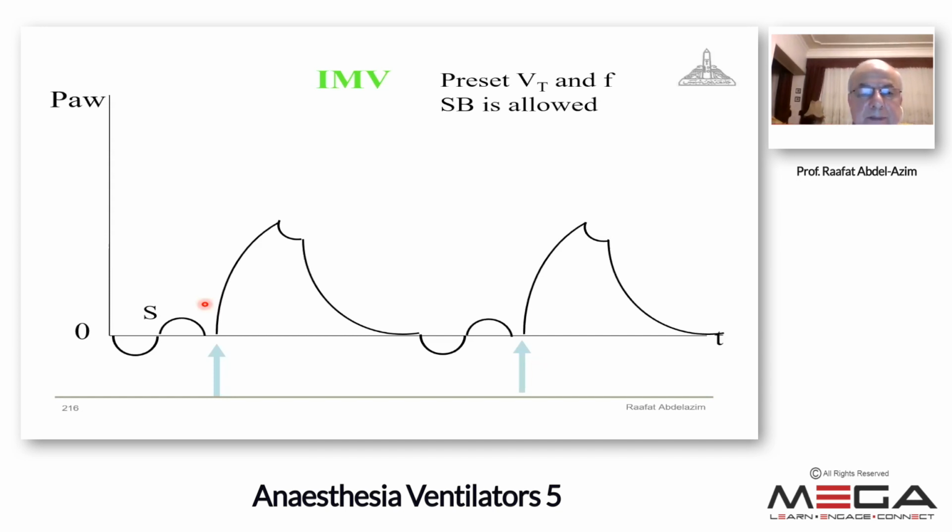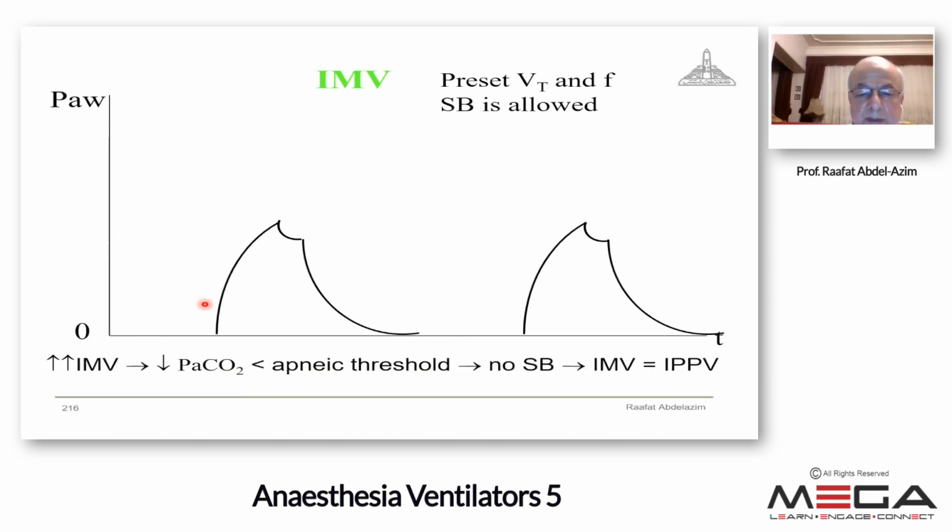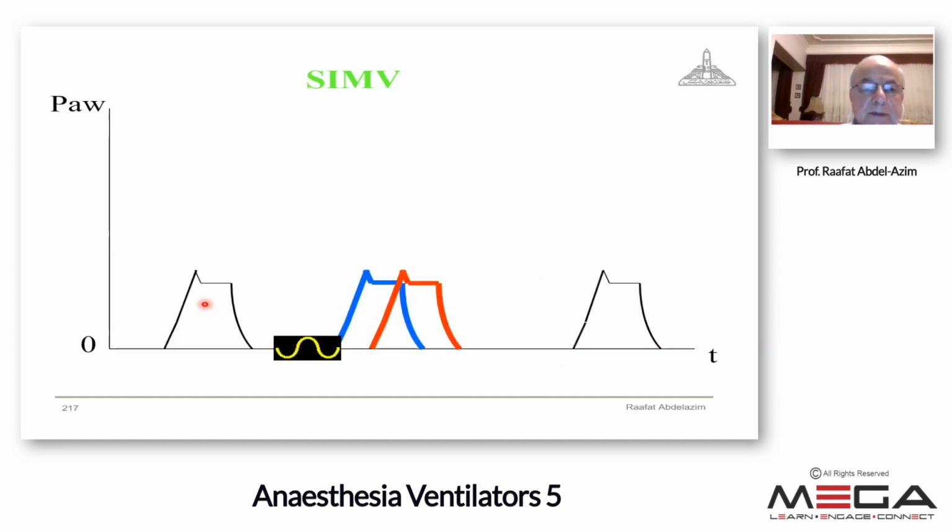Back again to intermittent mandatory ventilation. Like the assist control, if there is no spontaneous breathing, the ventilation will be controlled. Now it is exactly like the graph of the controlled ventilation. There's no effort. So intermittent mandatory ventilation will be controlled ventilation if there is no patient spontaneous breathing.